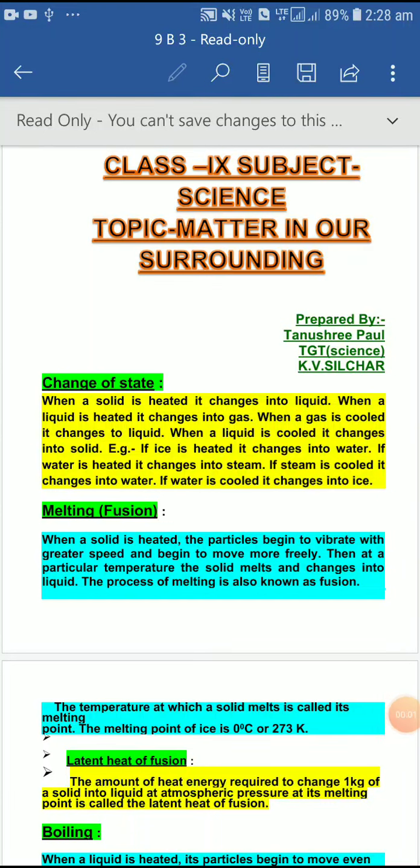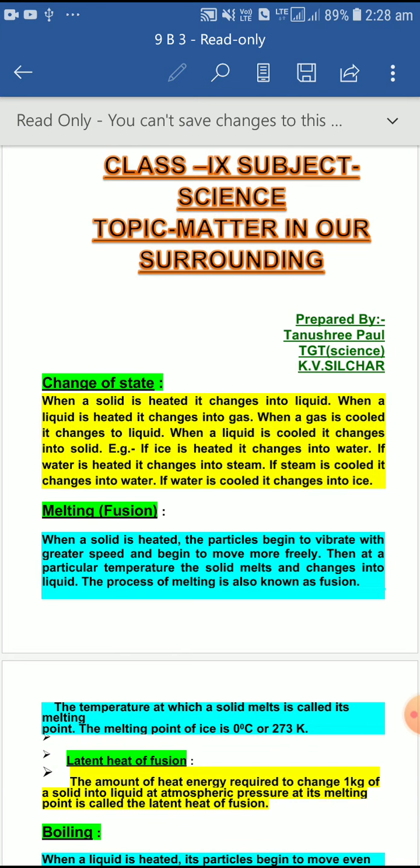Hello children, in this chapter we will study about the change of state. We know that there are three states: solid, liquid, or gas. That means from solid to liquid and from liquid to gas, again from gas to solid, gas to liquid. These changes we have to study.